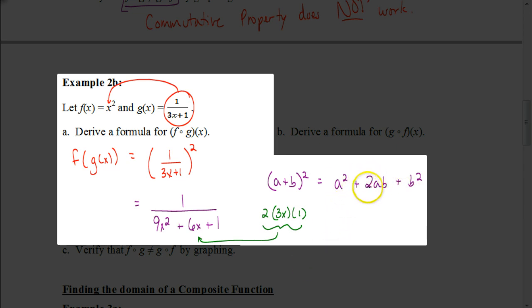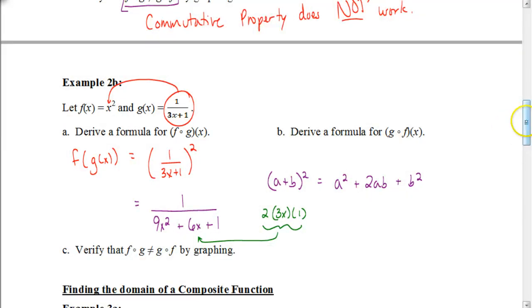Well, for the middle term, we take 2 times the value for a, which is the first term in parentheses, times the value for b, which is the second term in your parentheses. So here our value for a would be 3x, our value for b would be the 1. So we would take 2 times 3x times 1, and together those multiply to be just 6x. So we'd have 9x squared plus 6x plus 1.